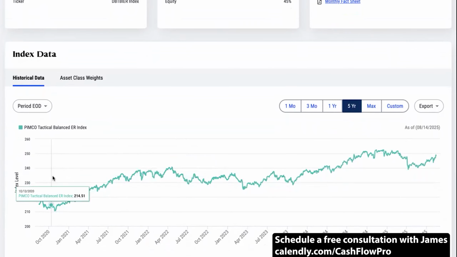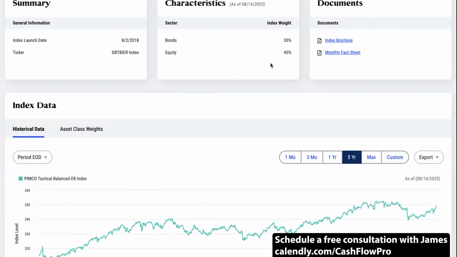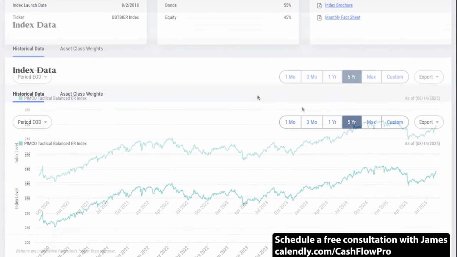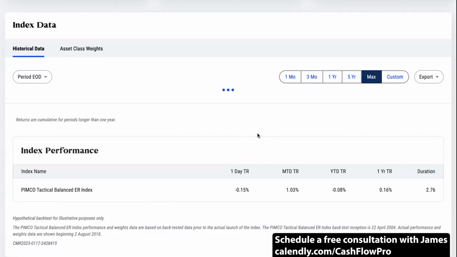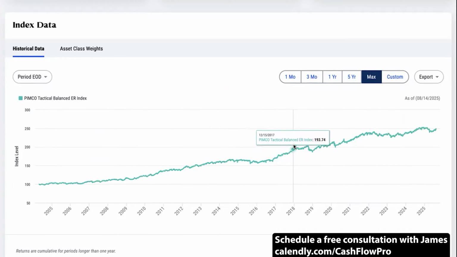If we take a look over the last 5 years, this is the chart. Current weighting, 55% bonds, 45% equity. Let's bring up the last year. This one has a very good long-term trend. Actually, let's look at the max of this one real quick. This index actually began right around here, right around 2018. Prior to this, this is back testing, and this is back testing in a low interest rate environment.